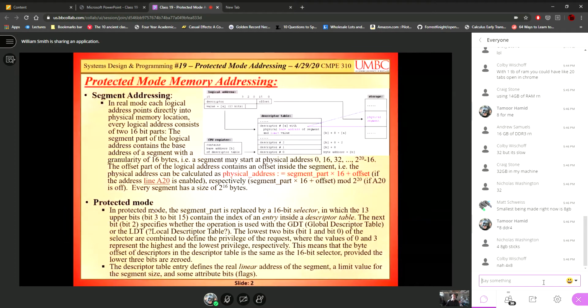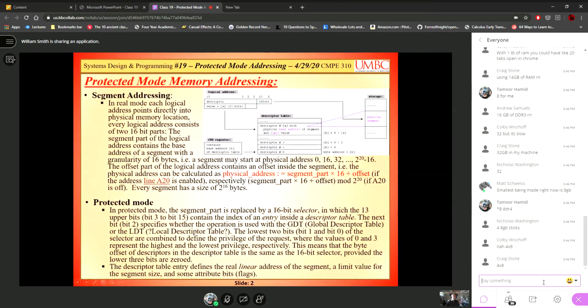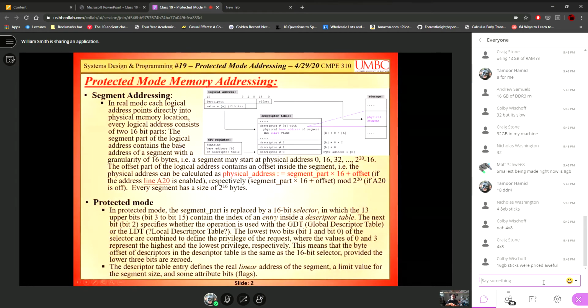So in protected mode, the segment part is replaced. Here's what happens. We had the segment offset sort of thing. Remember those 4 bits that get offset? With protected mode, instead of having the 16-bit segment, we now have a 16-bit selector.